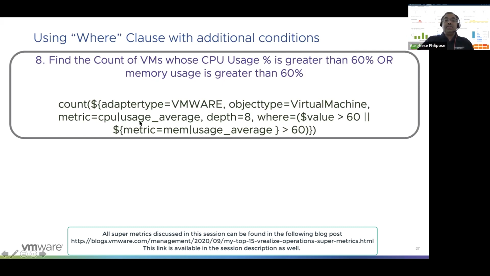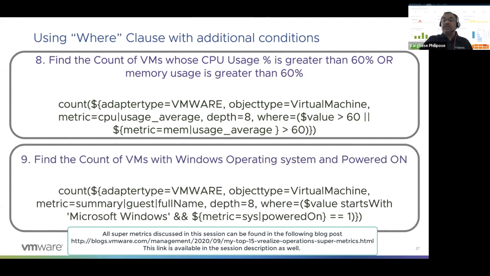So you can just simply say that, right? The depth is always to get it from the top, but then where value is greater than 60, this is the OR operator, the two lines. Then it looks at the memory usage, which is greater than 60. So it will again count those VMs which have CPU usage either greater than 60 or memory usage greater than 60. Same thing goes for the operating system.